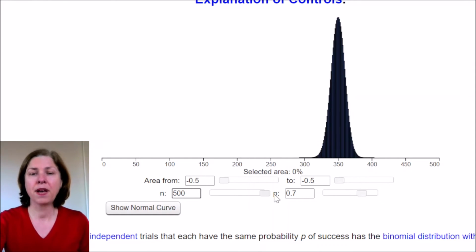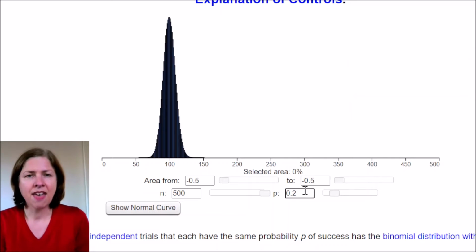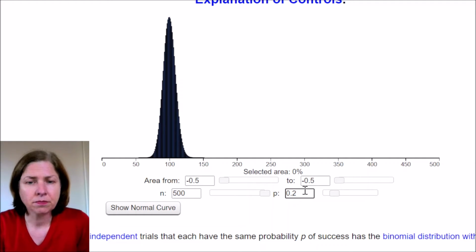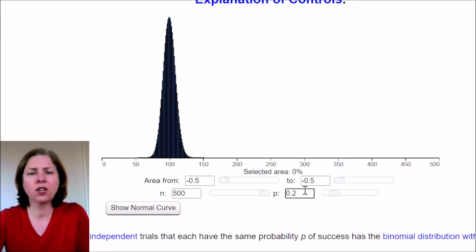What about if my p was, let's say, at 0.2? What's that going to look like? Okay, that has been translated to the left. So now my peak is happening at 500 times 0.2, which is at 100.